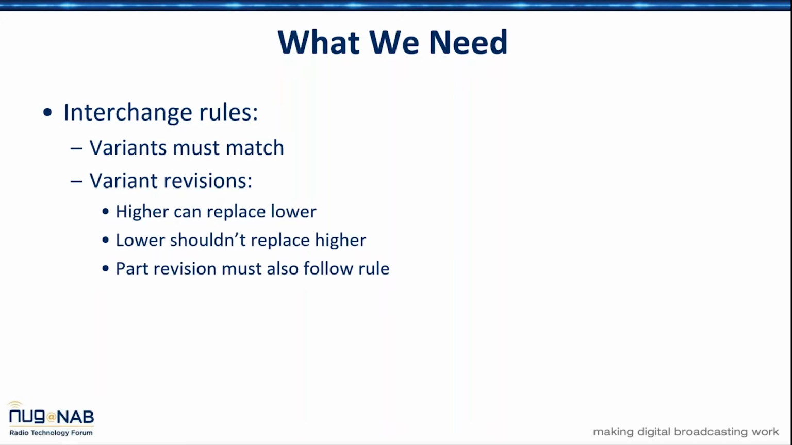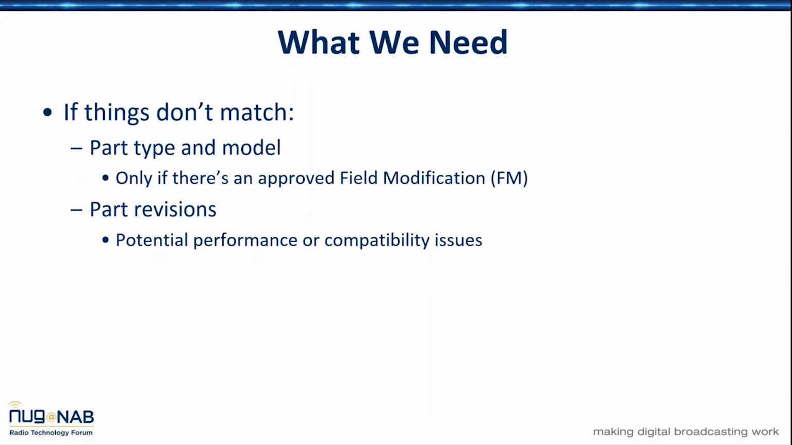And if things don't match, so for the part type and model, sometimes we'll change the assembly out completely. There'll always be a field modification kit for that. It'll have the parts you need, the instructions, any caveats, any concerns, it'll all be covered in there. So that'll only happen with a field modification kit. For part revisions, you could end up with compatibility or performance issues. Some lower revision parts were changed for compatibility issues, or they just work better.